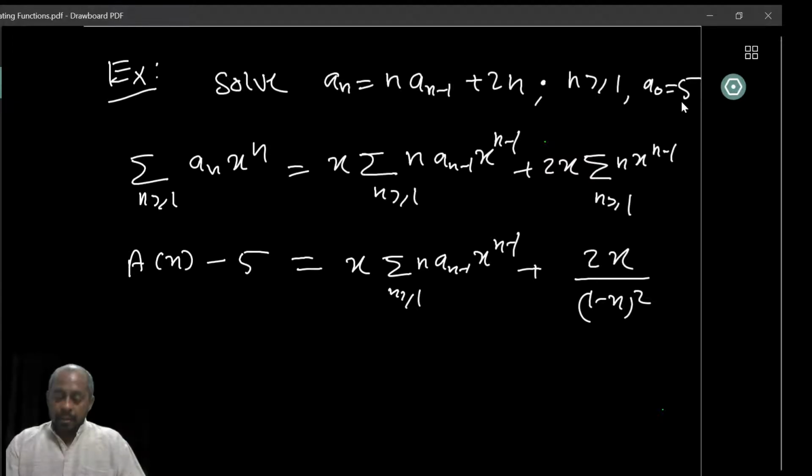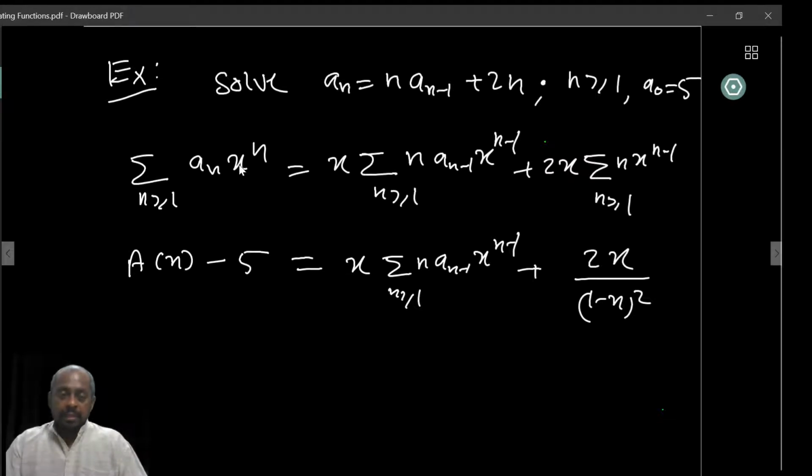So as usual, summation over n of a_n x raised to n is equal to x times summation n greater than or equal to 1, n into a_{n-1} x raised to n minus 1. We just multiplied by x raised to n and taken one x outside, plus 2x times summation n into x raised to n minus 1. Okay, so we get this summation.